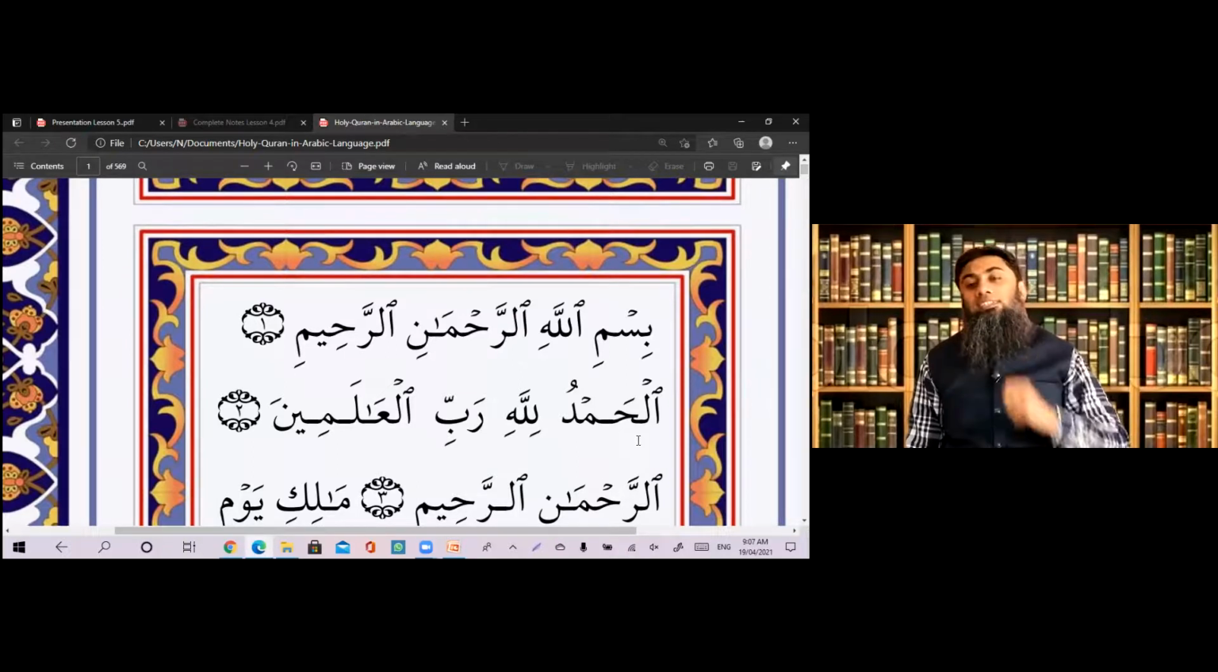Alhamdu is a singular ism. In case of singular ism, how do you tell the status? You only look at the haraka of the last letter. As you can see, the haraka of the last letter is Dhamma. You will say that this ism Alhamdu is in Rafa status. Because in case of singular ism, Dhamma means Rafa, Fatha means Nasab, and Kasra means Jar. Very simple. So two properties clear.